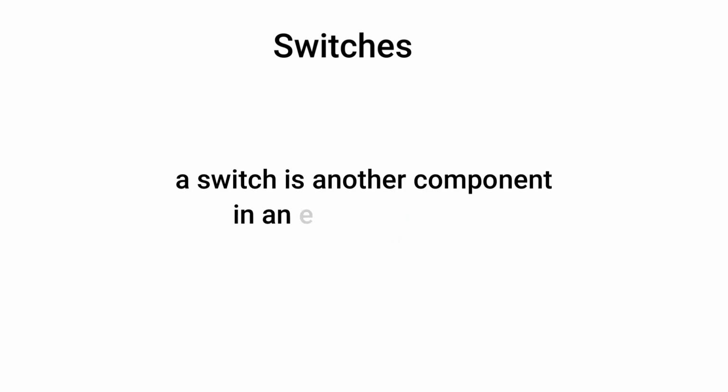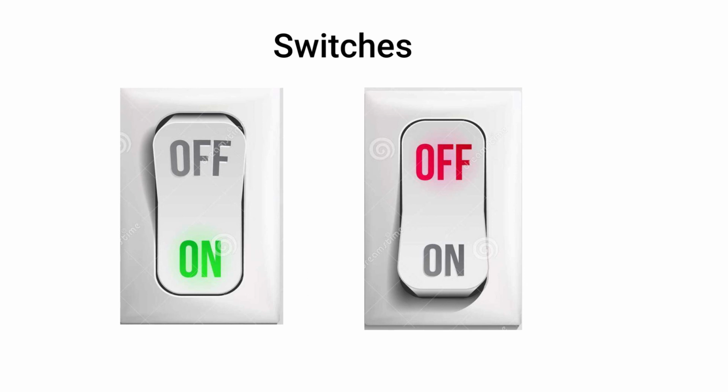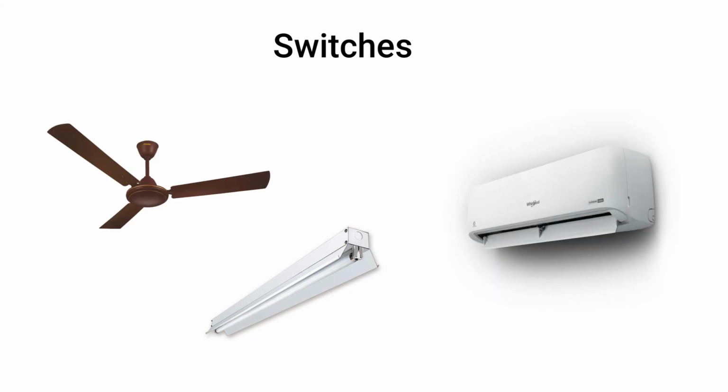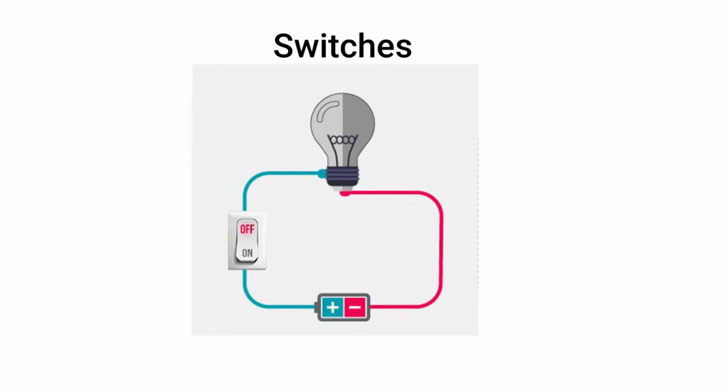Switches. A switch is another component in an electrical circuit. We put a switch on or off whenever we want to use or not use an electric appliance such as the fluorescent tube, fan, AC, etc. A switch for a bulb is pressed down to complete a circuit and the bulb glows. To put the bulb off, we press the switch up. This breaks the circuit and the bulb glows no more.